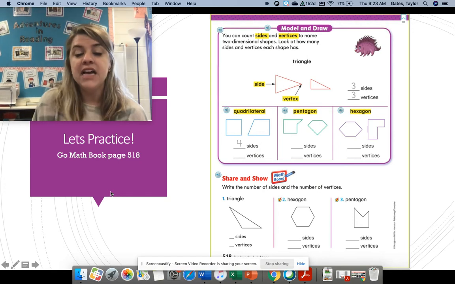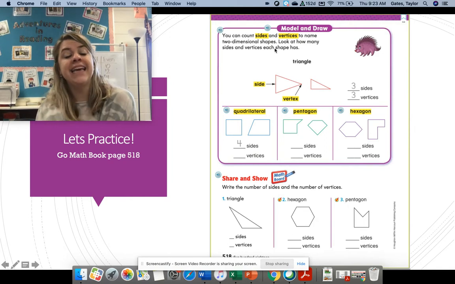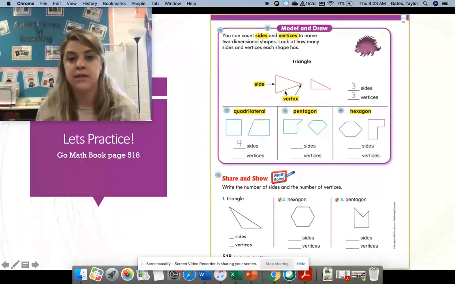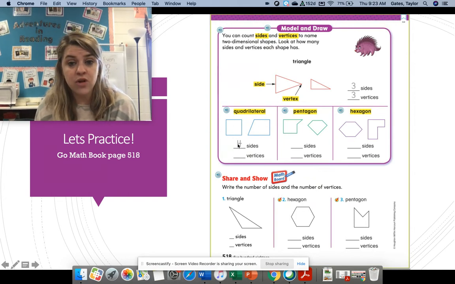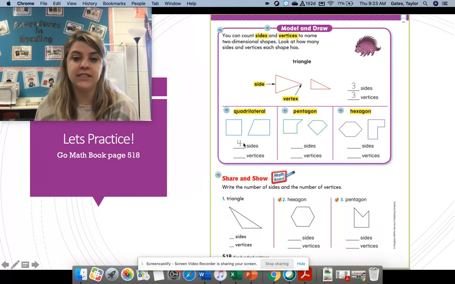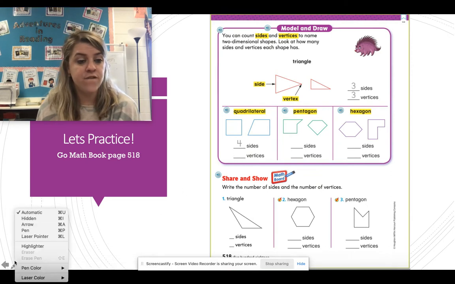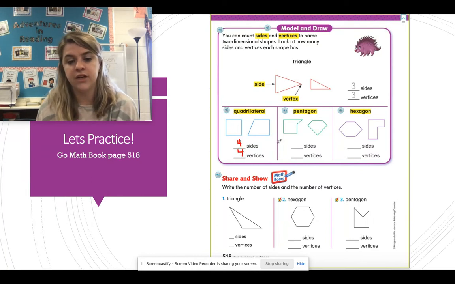All right, so this is just a review of what we have done today. Remember, we can count the sides and the vertices to name two-dimensional shapes. It gives us a review. A quadrilateral means 4. Pentagon, you're going to count the sides. So here we go. Quadrilateral, if it has 4 sides, it also has 4 vertices. Let me get my pen going. So we have 4 sides, and we also have 4 vertices.